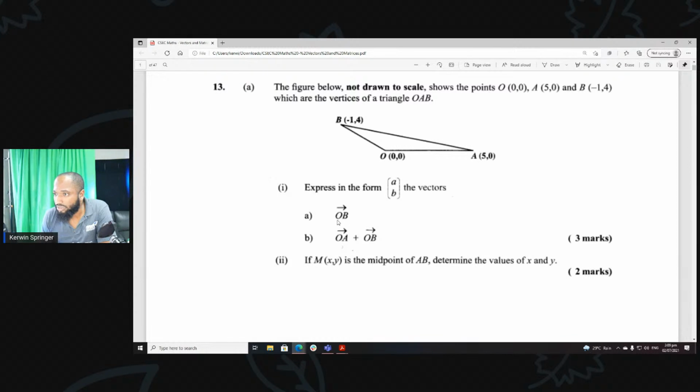Expressing in the form OB, what do they really want me to do here? O to B, O to A, O to A plus O to B. So just add the vectors, then the midpoint of AB. Easy. If you're seeing it blurry, you need to raise the settings on your side.